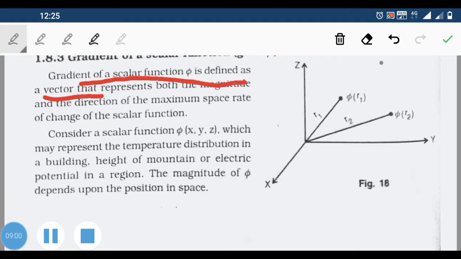For example, suppose we have a scalar function phi given, which may represent the temperature distribution in a building, the height of a mountain, or the electric potential in a region. The magnitude of phi depends upon the position in space. If it is the temperature distribution, the temperature at a point depends on where the point is located.